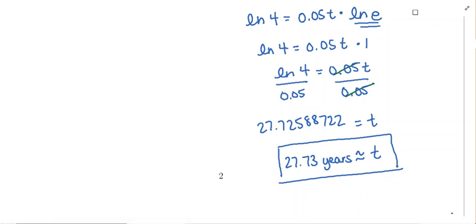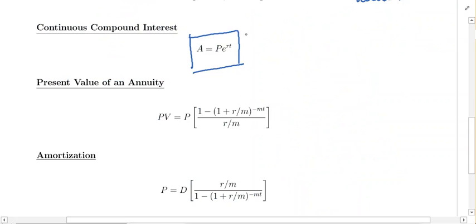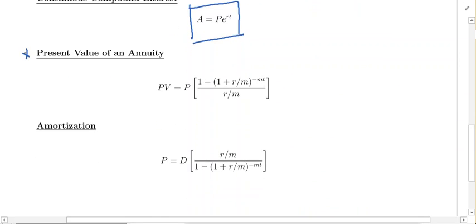So that's continuous compound interest in a nutshell. I just wanted to show you a couple of problems. We will now move on to section 3.4. You are going to learn the last two formulas on the formula sheet, so let me show you that. You're going to learn these two formulas in section 3.4. So you'll learn present value of an annuity, which is another annuity formula, and amortization.